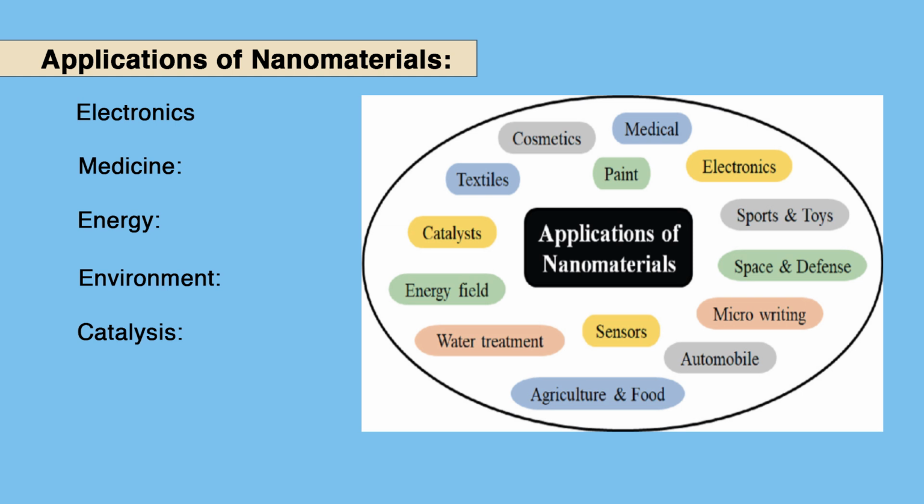In the field of environment, nanomaterials are used in environmental remediation, such as removing pollutants from water and air. Their high reactivity and surface area enable efficient degradation or adsorption of contaminants. In catalysis, nanocatalysts with their large surface area are used to accelerate chemical reactions in industrial processes, leading to more efficient production methods.